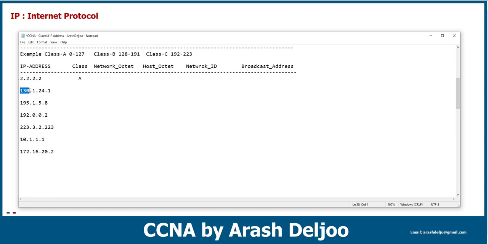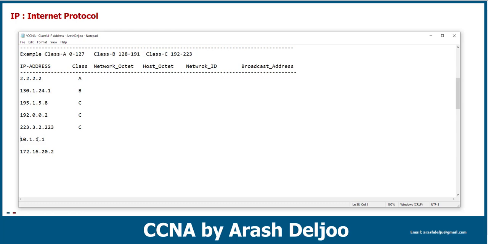Also 130 is between 128 and 191. Because of that, this is a class B IP address. 195 is residing in class C, as you can see. Let me write here C. After that, 192, again this is in the range of class C. Let me use class C. Then 223, also this is a class C IP address.